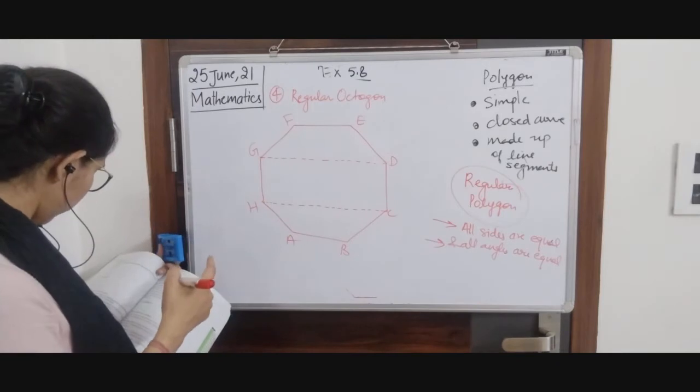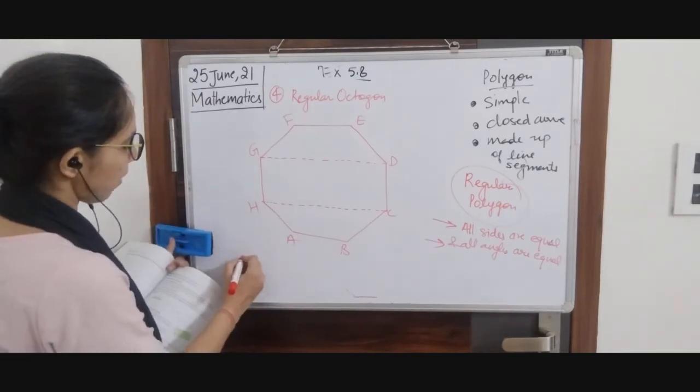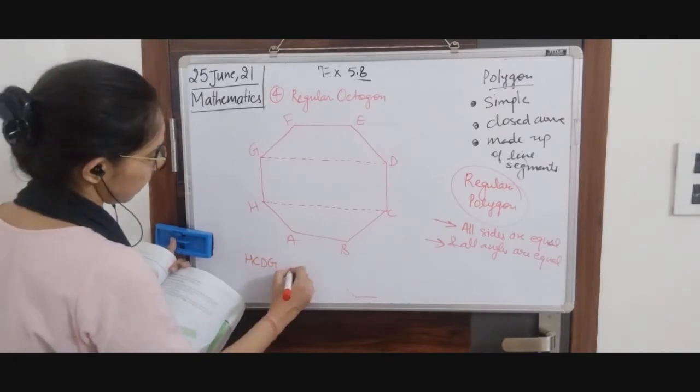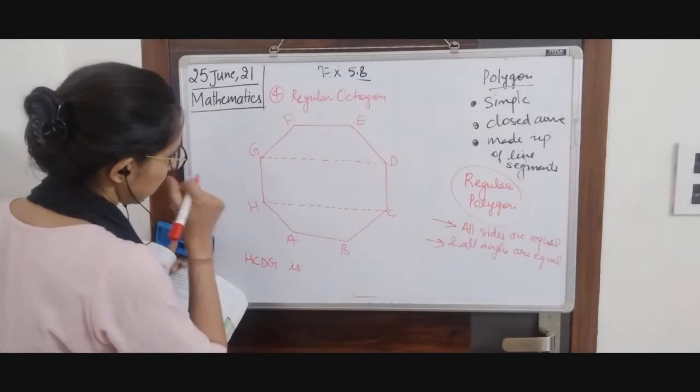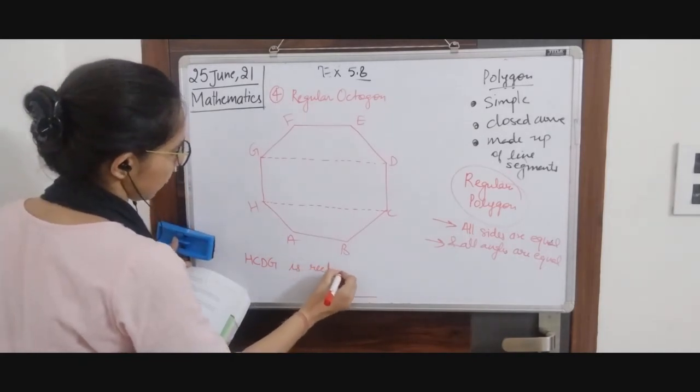We have to find out. So we have the rectangle HCDG. We just have to find the rectangle. Don't have to do anything more. It is a rectangle.